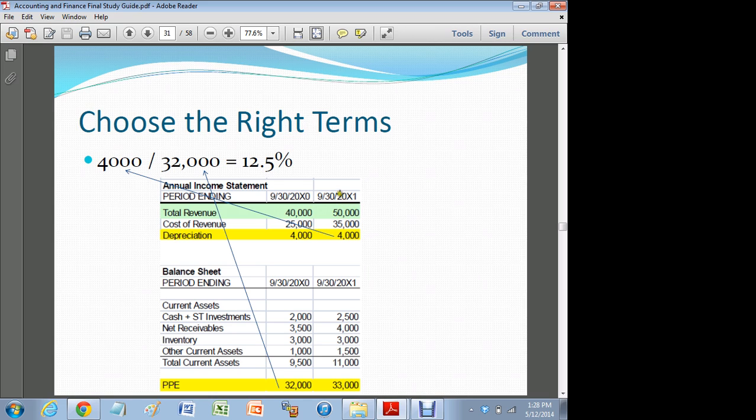So for this most recent period, depreciation was 4,000, but the beginning of period PPE is 32,000, now 33, because you're taking the beginning of this period, which is the end of the previous period. It wouldn't make sense to take the depreciation from this term divided by the PPE ending this term. You have to use the start of it, which is the end of the last one. So that's why we have a number from this column, and a number from this column.